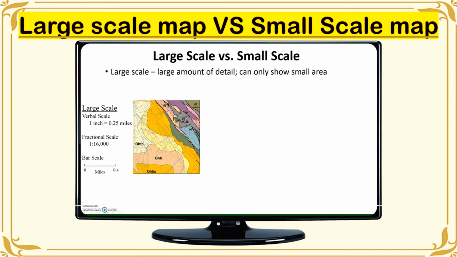Large-scale maps typically show a small area of the Earth, and thus can show a large amount of detail. Check out this map of soil types. There's a lot of detail. For example, you can see individual city streets on this map.